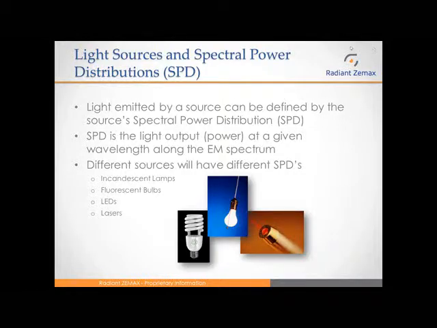So when we are measuring a light source and defining its output, the most comprehensive definition is the spectral power distribution. The spectral power distribution, or SPD, is the light output at a given wavelength. So we'll look at some examples on the next slide, but the idea is different sources, different types of light-emitting devices, it could be LEDs or lasers or fluorescent bulbs or incandescent lamps, for example, those are all going to have different spectral power distributions.